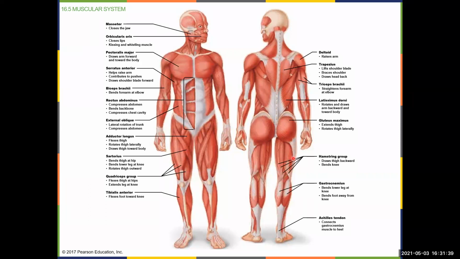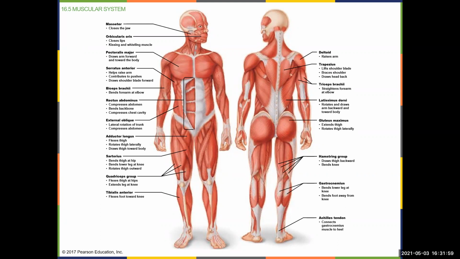Then in the back of your leg, you have your hamstrings, you have your calves, which is your gastrocnemius muscles, and then your Achilles tendon. Okay, and so you want to make sure you're familiar with these muscle groups.